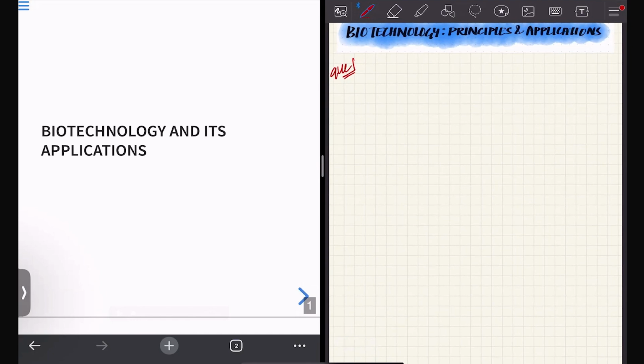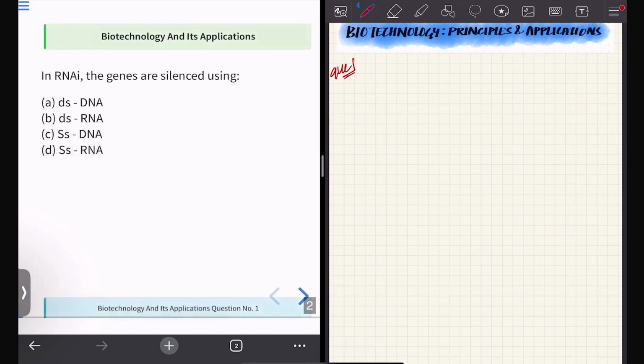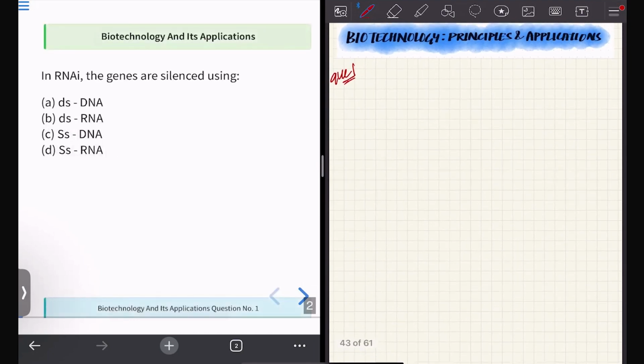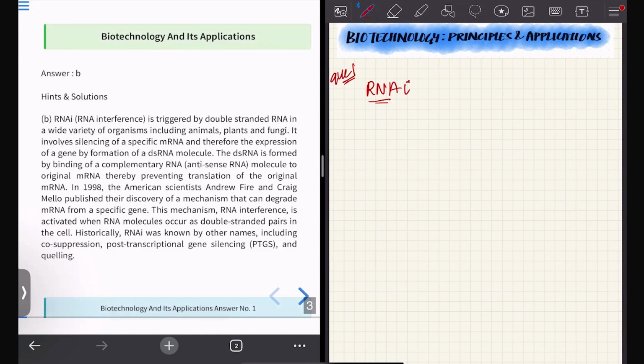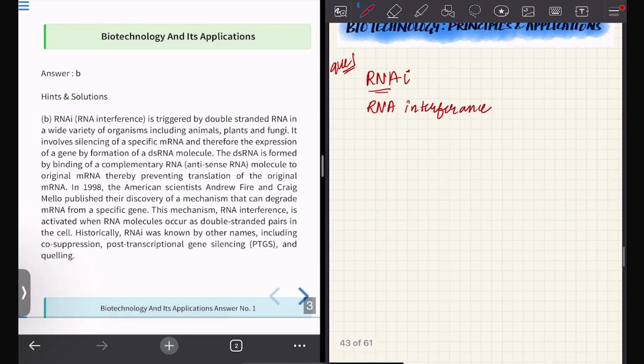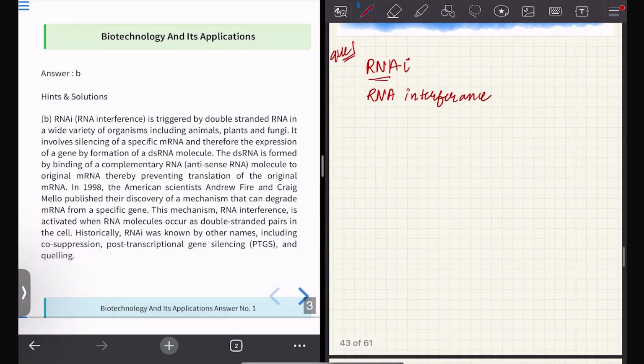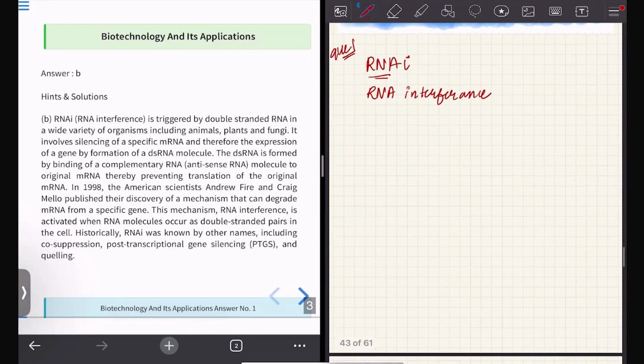So let's get started with the first question, which is: in the process of RNAi, the genes are silenced using which of the following? So RNAi, let us first know about RNAi. RNAi stands for RNA interference. Okay. And how is it done? It is triggered by double-stranded RNA in a wide variety of organisms, including animals, plants, and fungi.